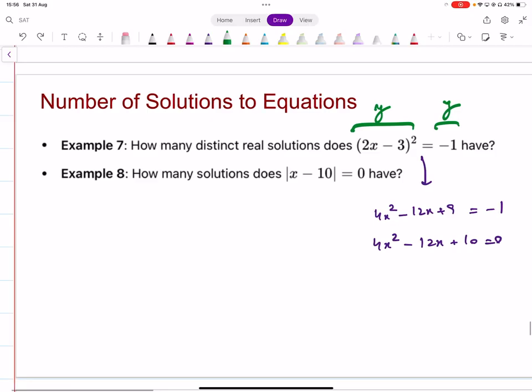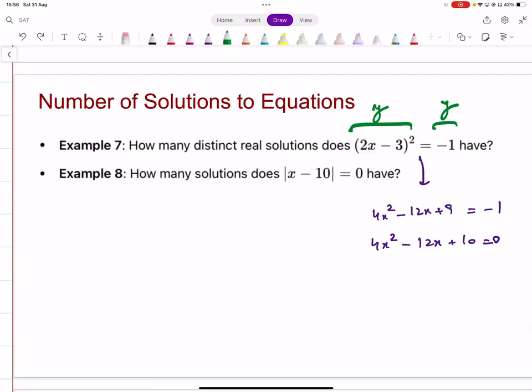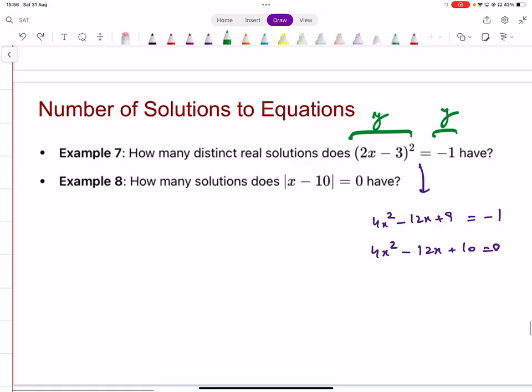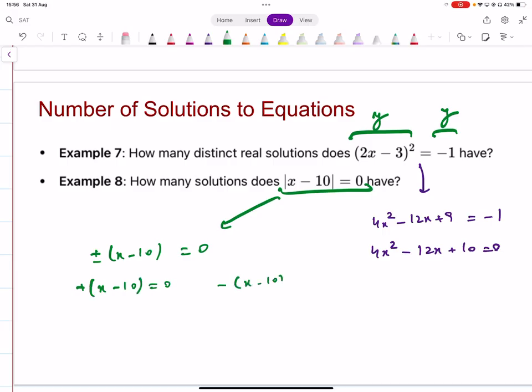What about this now? How many solutions does this equation have? Modulus of x minus 10 equals 0. How do you solve modulus equations? We just discussed that. Remove the modulus sign. Put plus minus. Plus minus x minus 10, that equals 0. That gives you either x minus 10 equals 0 with a plus sign, or minus into x minus 10 equals 0. The first one gives you x equals 10. The second one also gives you x equal to 10. How many solutions do you have then? That's one solution, right? Because they're both the same.